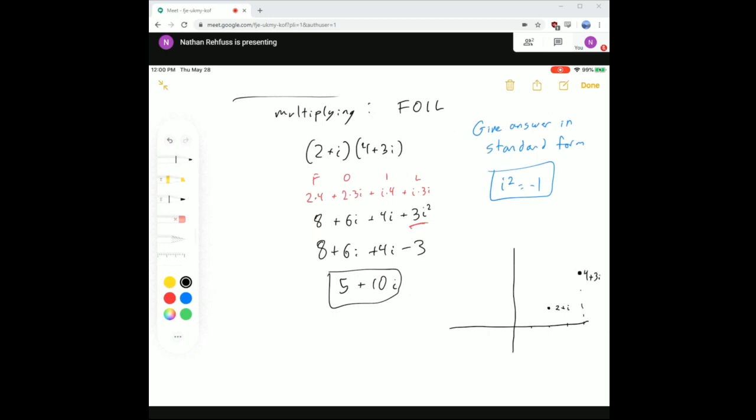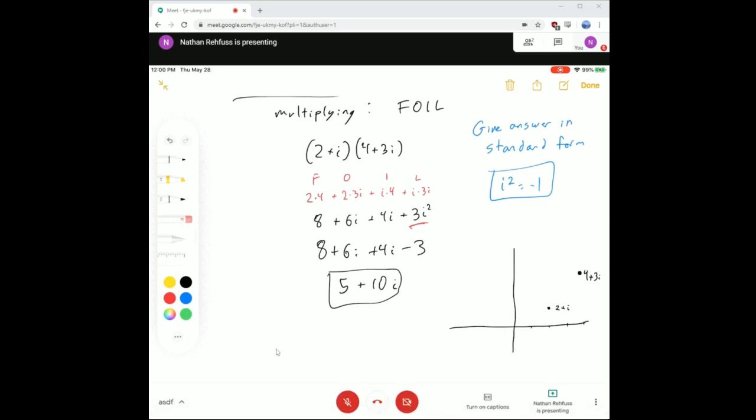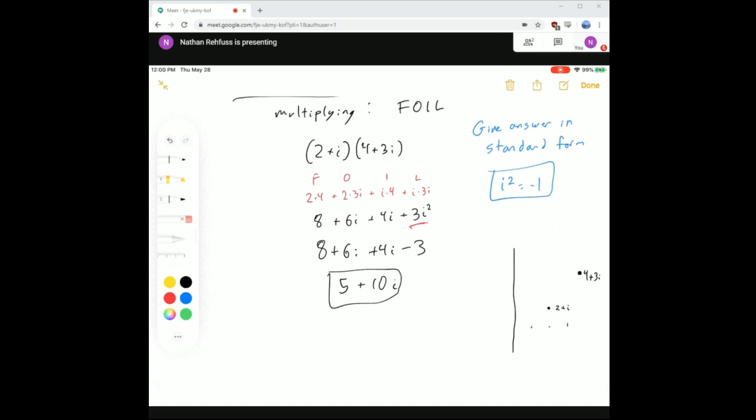This is not content you will need to know to pass this class. This is too beautiful for me not to show you. Okay, and then 5 plus 10i. Whoa, I'm still in eraser mode. 5 plus 10i. 5 and 10 up. Here's 5 plus 10i.